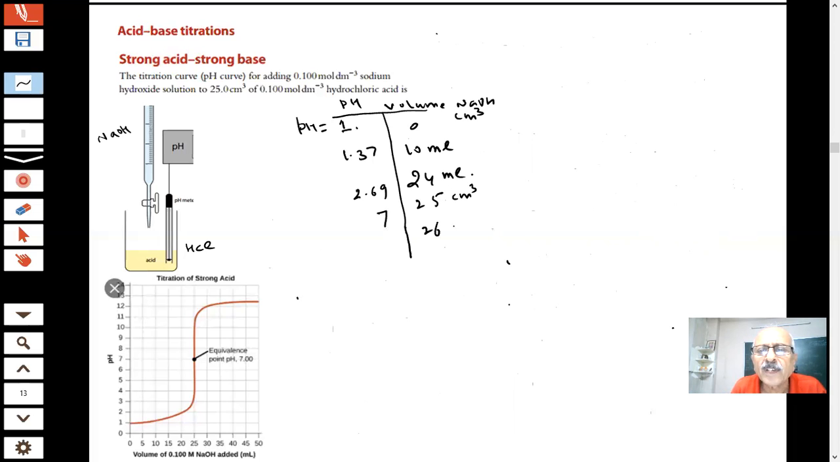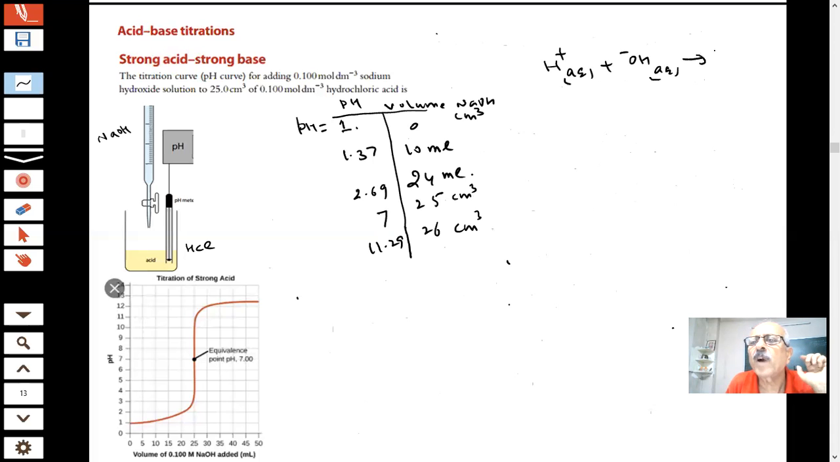Now I add 26 centimeter cube. And you will see the pH will go to 11.29. Can you tell me why the pH has gone to 11.29 now? H plus ion is finished in the reaction. You had H plus and OH minus.